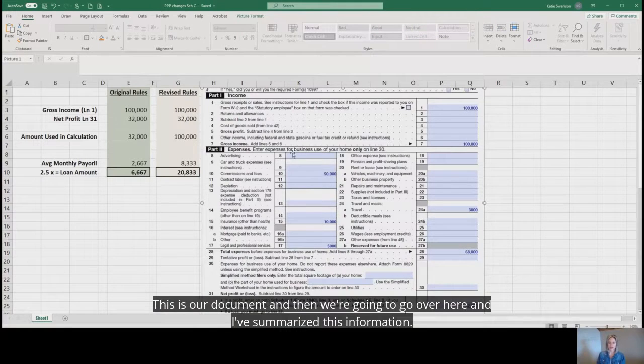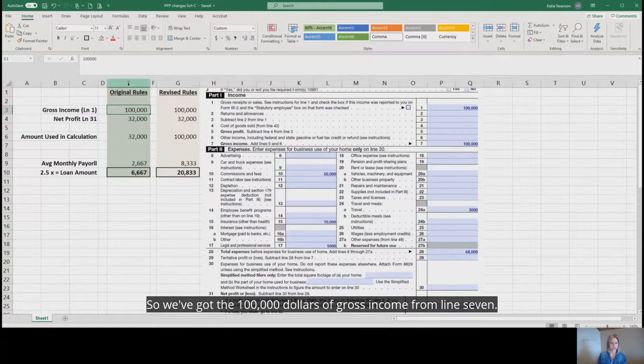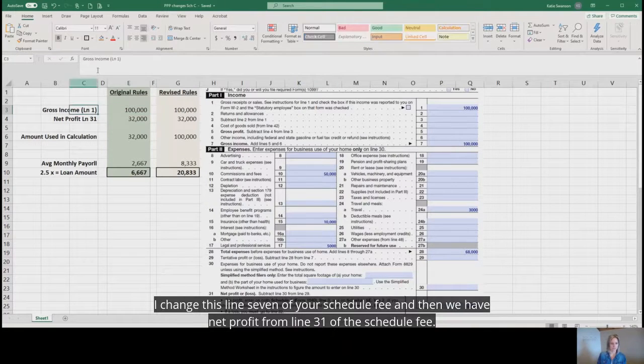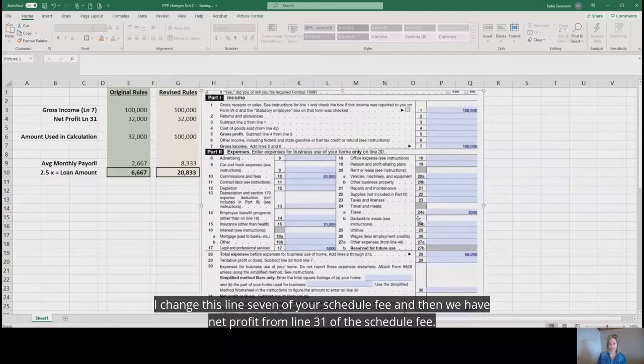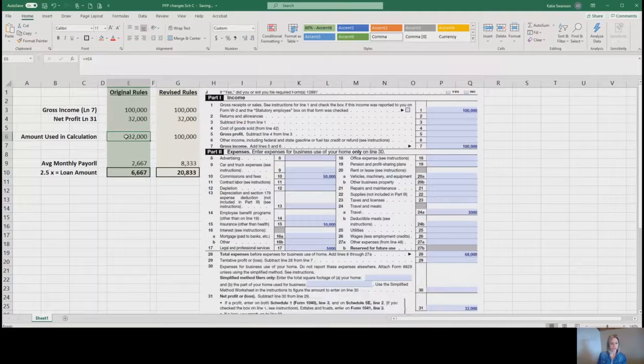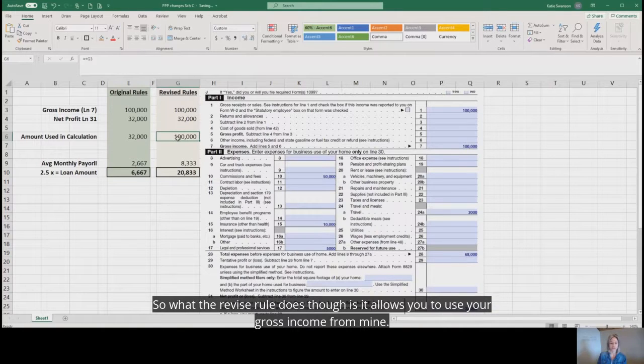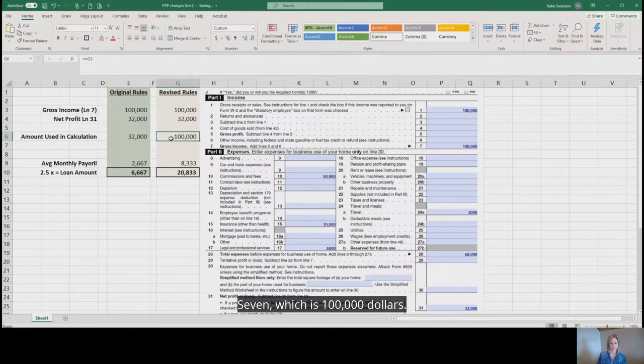This is our document, and over here I've summarized this information. We've got the $100,000 of gross income from line 7 of your Schedule C, and then we have net profit from line 31 of the Schedule C. The amount you would use in your calculation for a PPP loan under the original rules was line 31, $32,000. So you have the option: you can use the original rule or the revised rule. What the revised rule does is allow you to use your gross income from line 7, which is $100,000. See the big difference here for this small business?